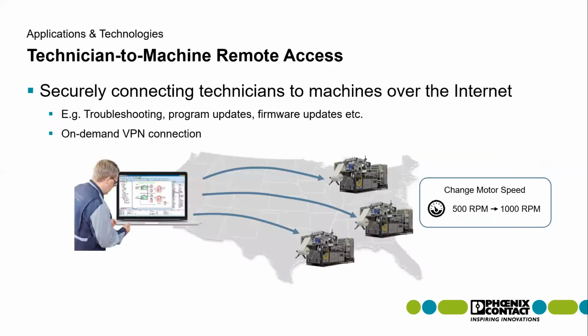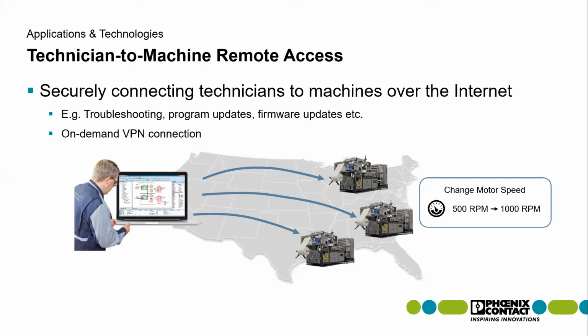And then finally, the last real main use case that I wanted to talk about is this idea of technician to machine remote access. So this is securely connecting a technician to a machine over the internet. And this is typically done with an on-demand VPN connection. So this is not an always-on VPN connection like you might see in a SCADA application where you need 24/7 connectivity from the remote assets to the SCADA server.